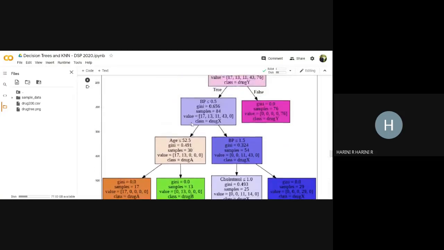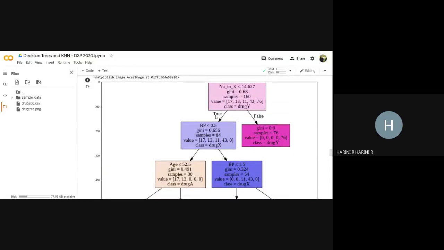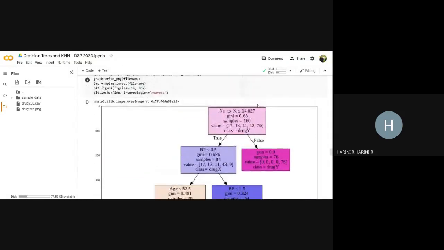And over here, we see that this is the decision tree which the model has learned. The first attribute on which it splits is the sodium to potassium attribute, and it is checking whether that sodium to potassium level is less than or equal to this particular number here, 14 point something. So for every new record, first it tests on this.